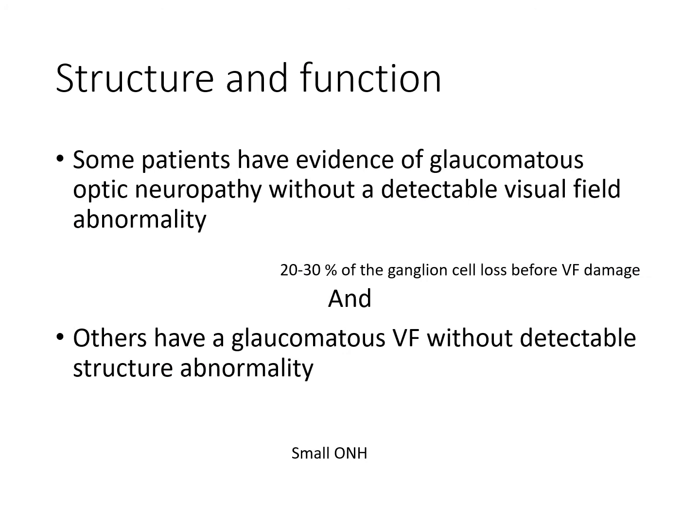Sometimes there are patients that have an optic disc that looks like a glaucoma optic disc, but without detectable visual field abnormality. And this can happen because before having visual field damage, the patient must lose at least 20–30% of the ganglion cells. Another type of patient is one that has a glaucomatous visual field without detectable structural damage, and this happens in small discs as I showed you before.